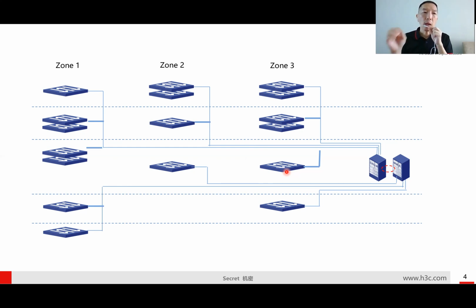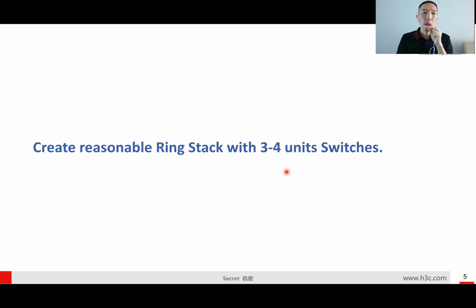So whether we put the ring or we don't put the ring across all of them, we need to compromise. That means we have to create a reasonable ring stack of around 3 to 4 switches. That will be the best design for the whole network infrastructure.